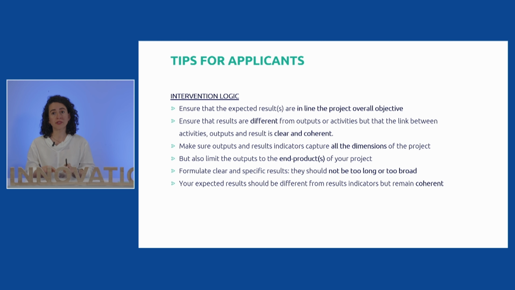Make sure that your outputs and result indicators capture all the dimensions of the project. Basically, don't forget to mention a key element in your list of outputs. At the same time, don't come up with a list of like 45 outputs. We really want you to focus on the end product that your project has delivered. Make sure your results are formulated in a clear and specific way, neither too long nor too broad. And again, your expected results are different from your result indicators, but they should be coherent and linked.